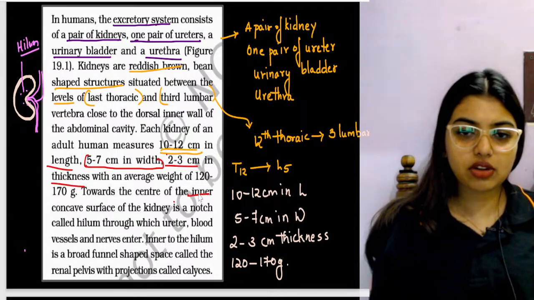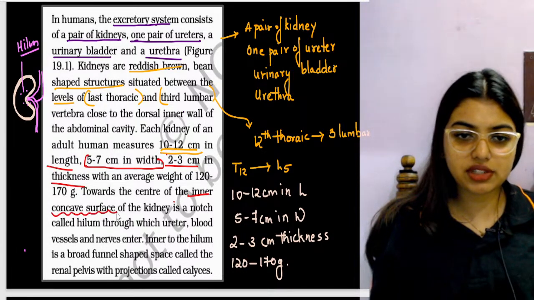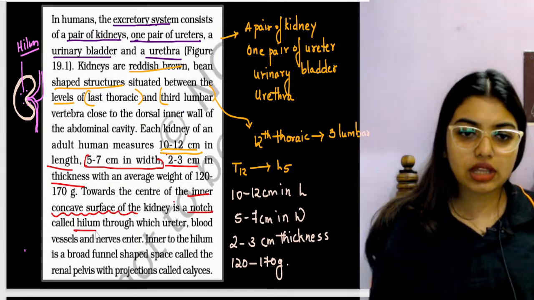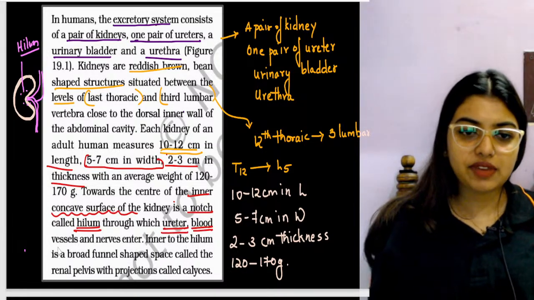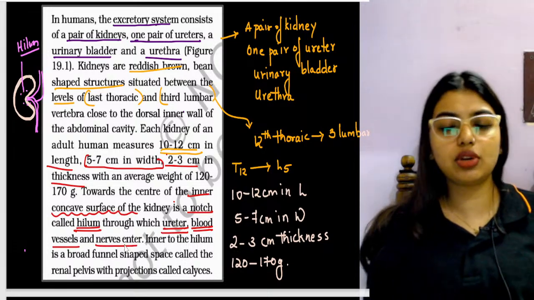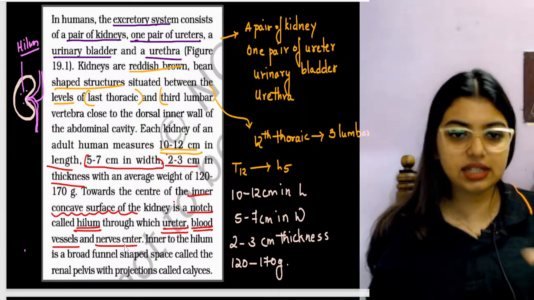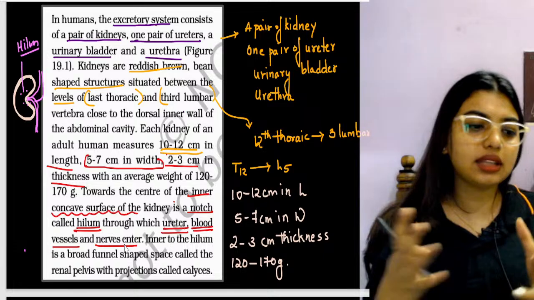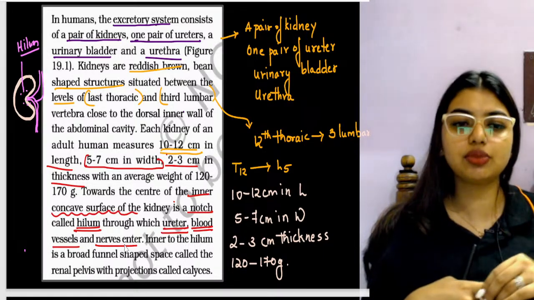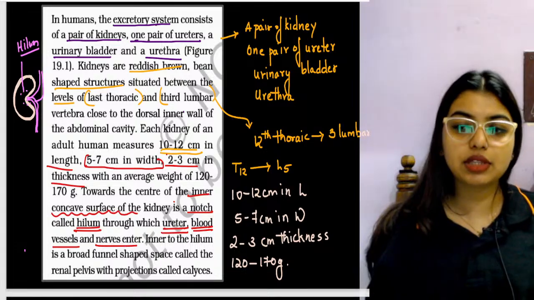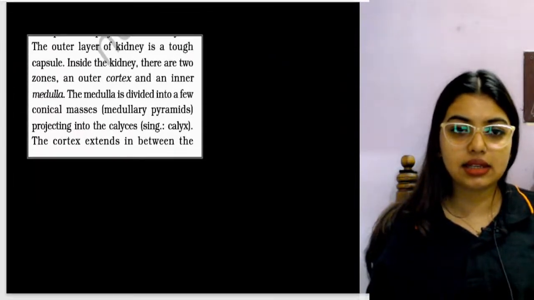So towards the center of the inner concave surface of the kidney is a notch called a hilum, through which the ureter, blood vessels as well as the nerves enter. So what and all is going to enter? Ureter is going to exit. Blood vessels are going to come in, and the nerves are also going to enter. Inner to the hilum is a broad funnel shaped structure which is called the renal pelvis with projections called calyces. So that you're going to see.